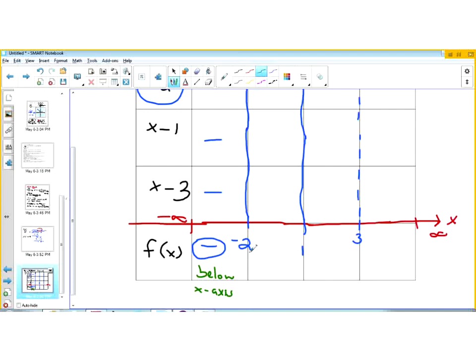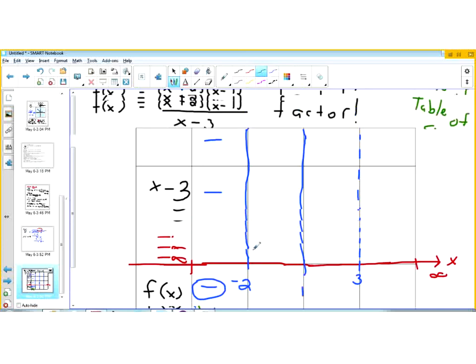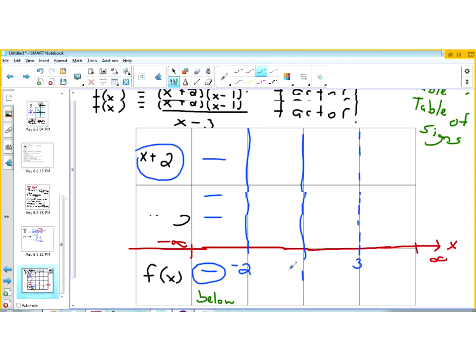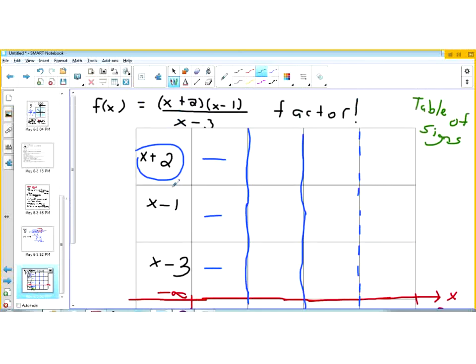So in your sketch of this function, your drawing had better show the f of x being below the x-axis on this interval. And then we repeat the exercise for the remaining 9 cells. So now we choose the interval between negative 2 and negative 1. So choose a number between negative 2 and 1.